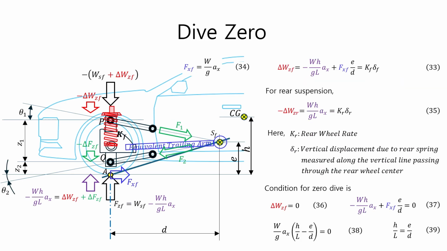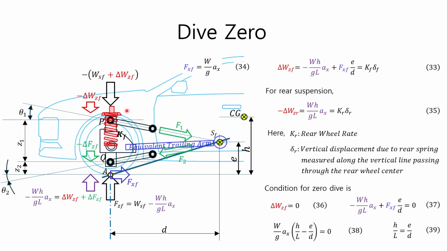Let us continue to determine the condition where dive becomes zero. When braking force is applied to the vehicle, if no vertical dynamic load is applied to the front suspension springs, the dive becomes zero. Furthermore, by calculating the spring displacements of the front and rear wheels relative to a line passing vertically through the wheel centers, we can determine the condition that makes the pitch angle zero when braking force is generated in the front outboard brake.